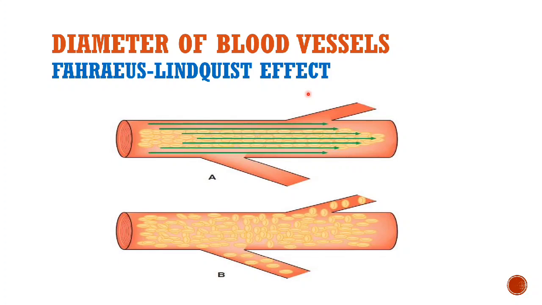So this effect was observed only when the experiments were performed using blood and not with water and plasma. So how is this effect produced? The RBCs present in the blood are deformable in nature, so the apparent viscosity of blood does not change while passing through a tube of smaller diameter.